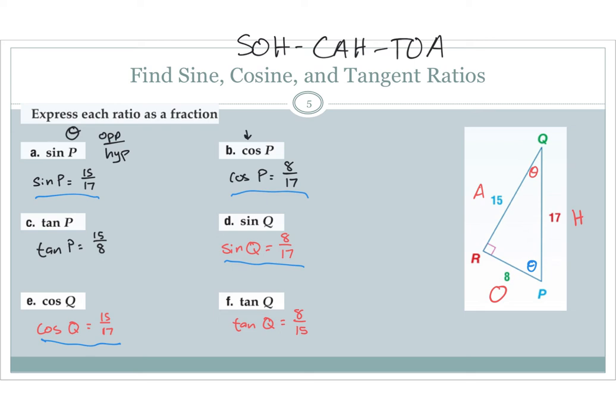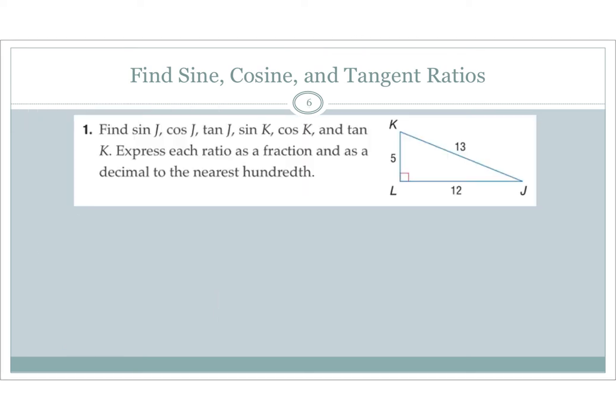All right, let's do some more examples. All right, so here we go. I need to find the sine, the cosine, and tangent of J, and the sine, the cosine, and tangent of K. So let's go with J first. I'm going to use blue so that I can label my triangle. Here's theta in J. So this is my opposite side, this is my adjacent side, and this is my hypotenuse.